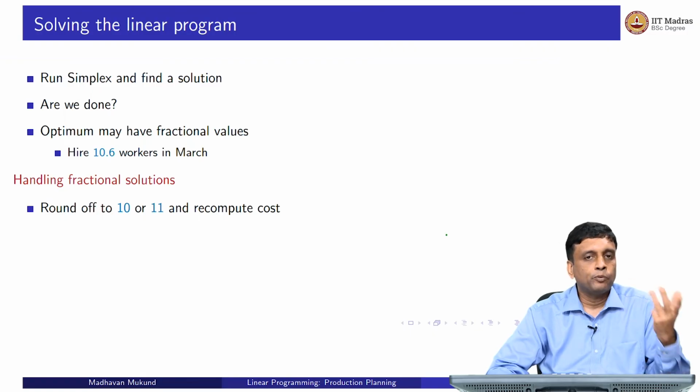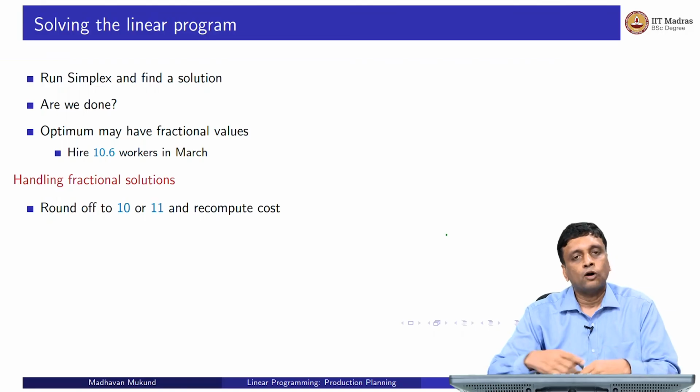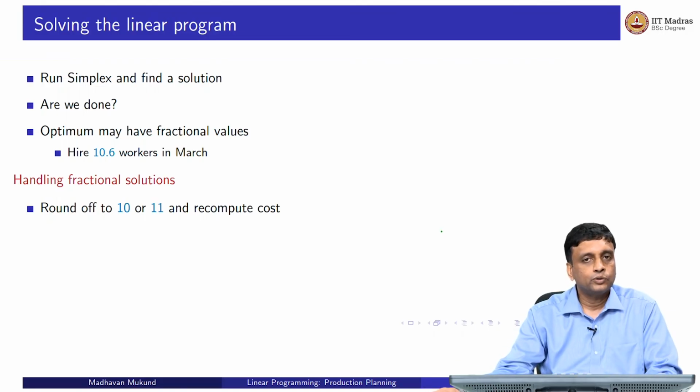So we can say, oh, 10.6 workers, maybe I don't want 10.6 workers. Let me say if I just employ 10 workers, will I meet the demand and what will be the cost? If I took 11 workers, will I meet the demand, what will be the cost, and choose the better one, right? So you can round off your solutions to the nearest integer or to the integers on either side of that fraction and recompute the cost and see.